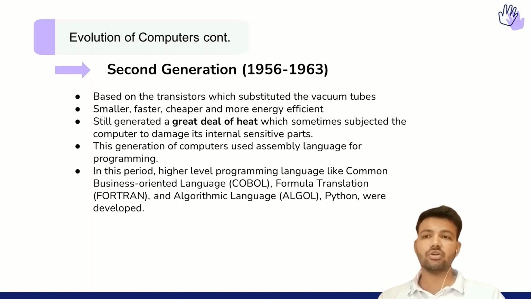This generation of computers used assembly language for programming, and assembly language is a higher-level language than machine language, but it is still very tricky to learn and program in assembly language. So in this period, high-level programming languages like Common Business-Oriented Language COBOL, Formula Translation Fortran, Algorithmic Language ALGOL and Python were developed.